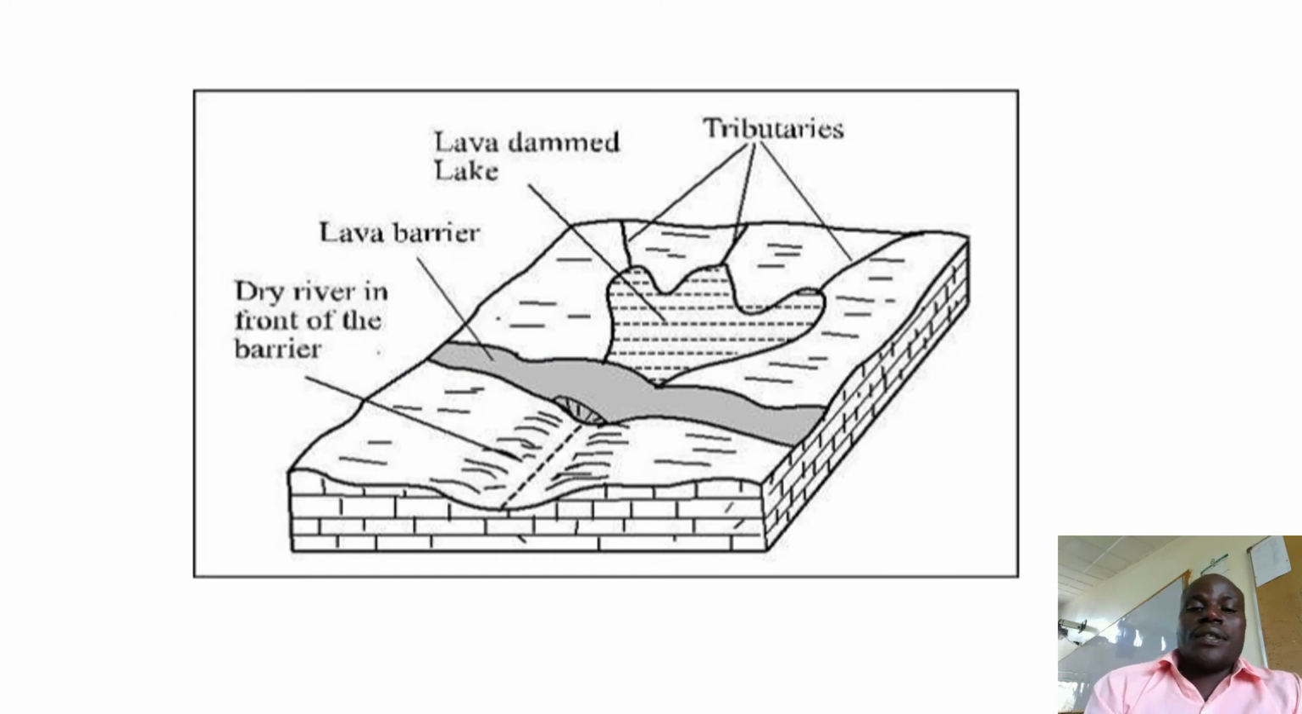If you check on this diagram, this is a lava-dammed lake because this river was blocked by the lava. When it hardened here, it blocked the river channel, and the lake that collected behind the solidified lava formed a lava-dammed lake.